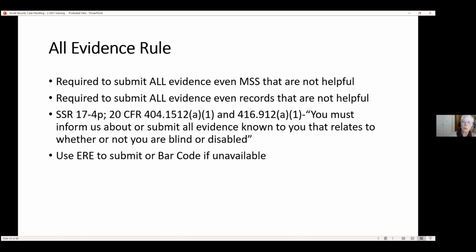So you want to make sure that whoever you're sending it to is somebody who's likely to be helpful, because if you get it and it's not helpful, you are stuck with it. That also applies to records.